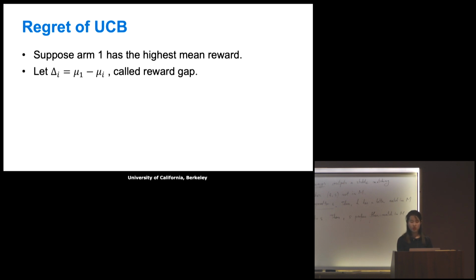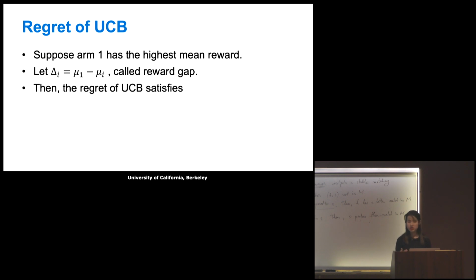So it turns out that this algorithm has a nice regret guarantee. Suppose arm 1 has the highest mean reward. The regret guarantee depends on a quantity called the reward gap, which is the gap between the best arm and all the other arms. Intuitively, if the gap is very small, then you have more difficulty trying to distinguish which is the best arm.